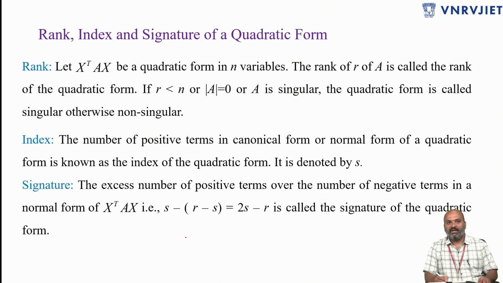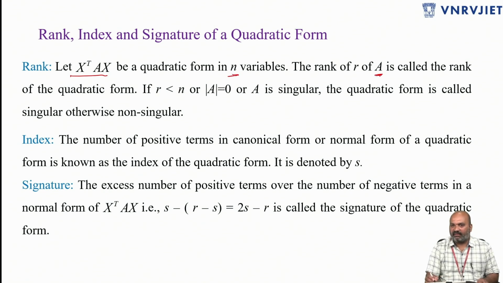Now we study what is the rank, index and signature of a quadratic form. The rank of a quadratic form is very simple. Let x transpose Ax be the given quadratic form in n variables, in general, and matrix A is there. The rank of the matrix A is also called the rank of the quadratic form.